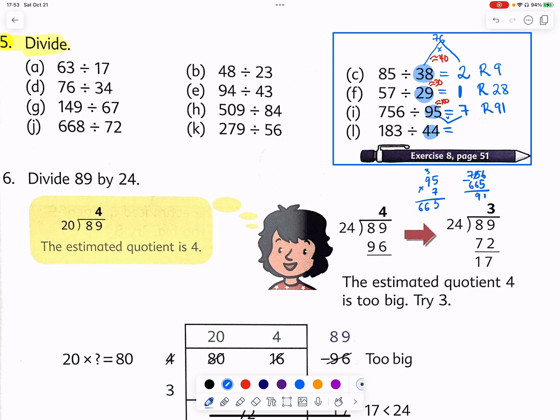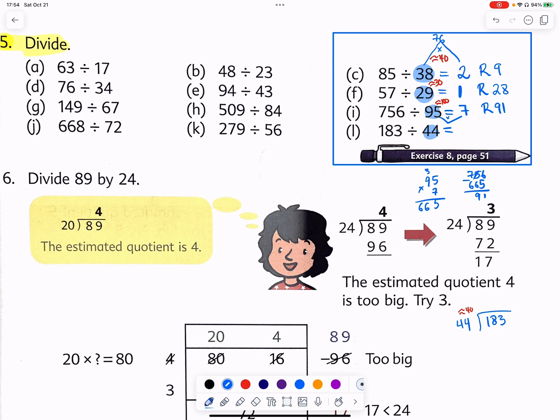And finally, example L. I'm going to show it to you using the long division algorithm right here in the corner. 183 divided by 44. Well, does 44 go into 1? No. Does 44 go into 18? No. We need to figure out how many times 44 goes into 183. Well, how many times 40? Let's round down. Let's just think of this as 40. How many times 40 goes into 183?